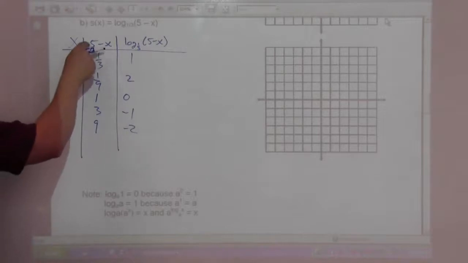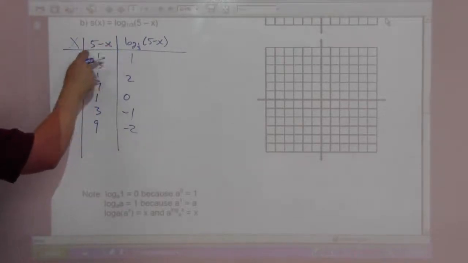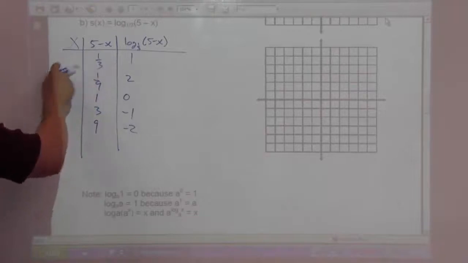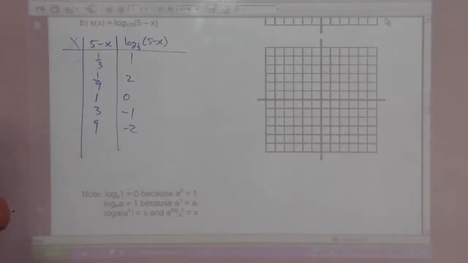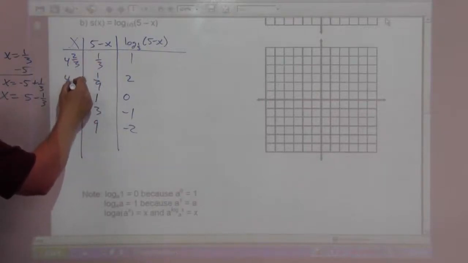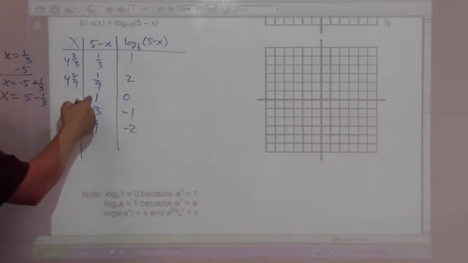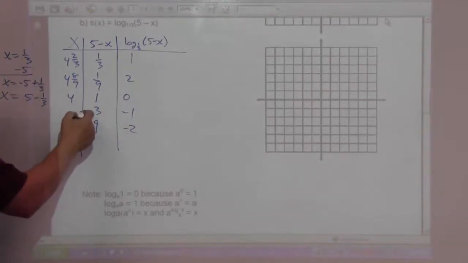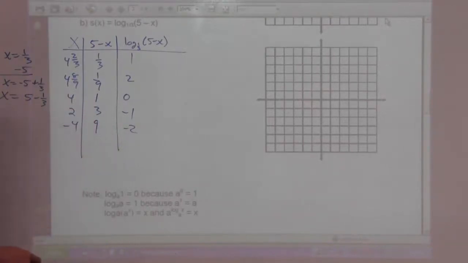Then we'll go back here. This is 5 minus x, so this column would be what? If 5 minus x is 1/3, negative x is -5 plus 1/3, x would be 5 minus 1/3. So this is 4 and 2/3. So 5 minus there, you're going to have 4 and 8/9. 5 minus 1 is 4. 5 minus 3 is 2. 5 minus 9 is -4.